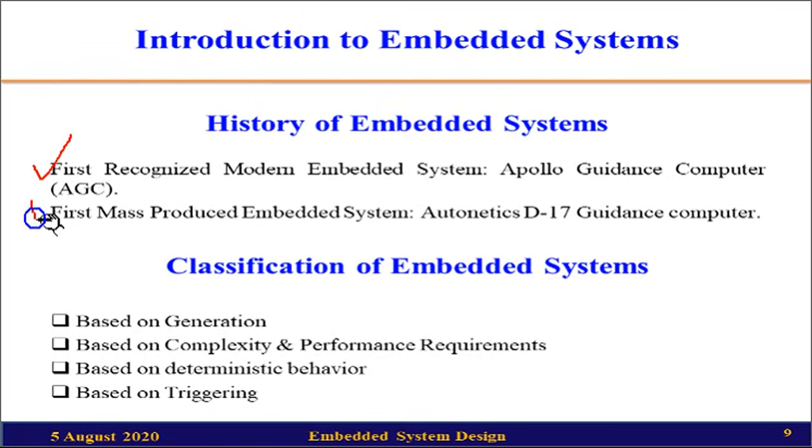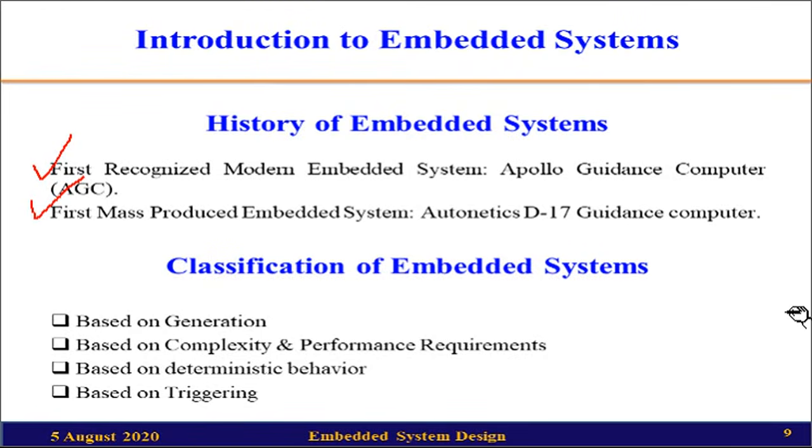And coming to the first mass-produced embedded system. Mass-produced means they are produced in large numbers. It is the Autonetics D17 guidance computer. This Autonetics D17 guidance computer is nothing but a machine control computer, that is a missile control computer, where it is used for launching missiles. This was used by the US military. So the early users of modern embedded systems were NASA and the US military.